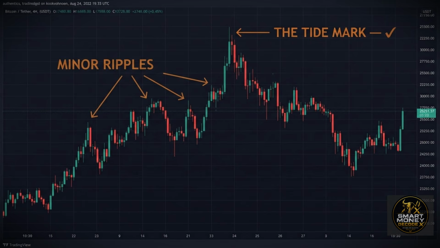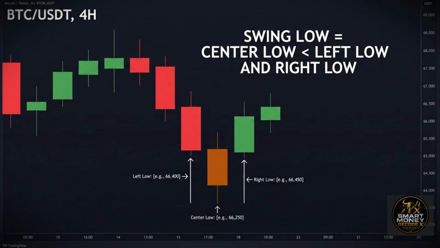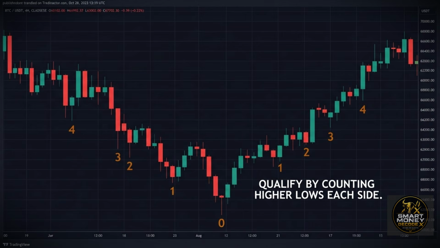The mechanical definition of a swing low. A swing low follows the same logic in reverse. A candle whose low is lower than the lows of the candles immediately to its left and immediately to its right, qualified by the number of candles on each side with a higher low. More candles on each side with a higher low means a more significant swing low.